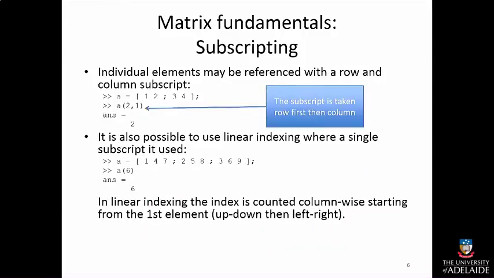If you want to reference individual elements, they may be referenced with a row and column subscript, like A(2,1). So this means the second row and the first column. So we would get, just a second. It should be the second row and the first column, right? Yeah.